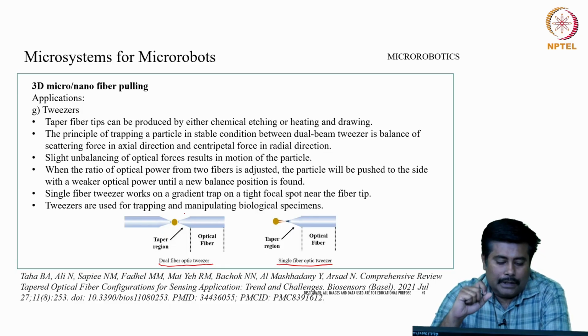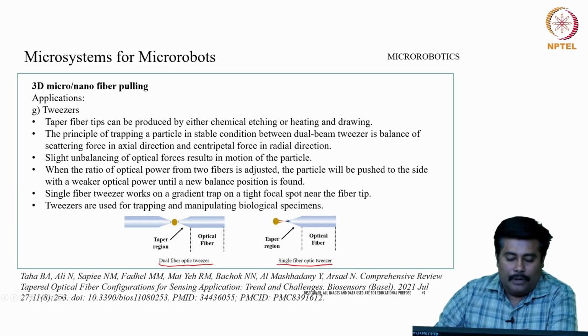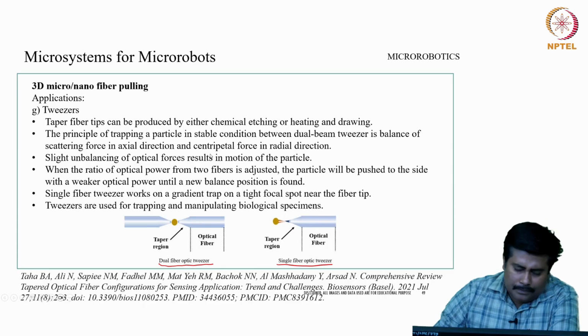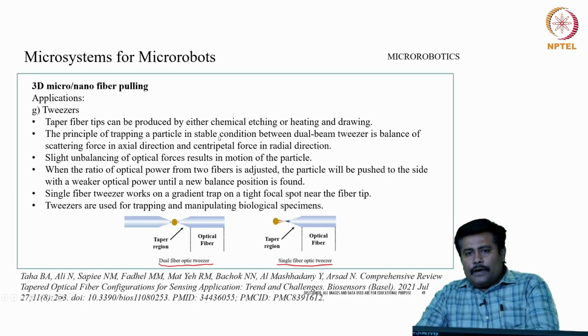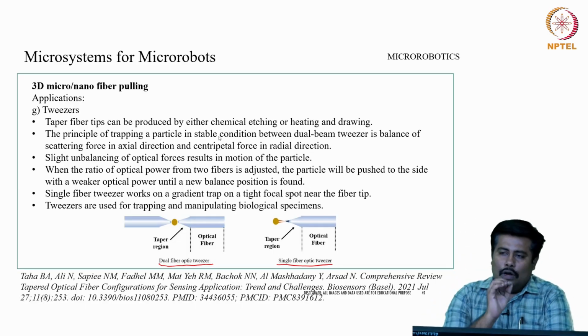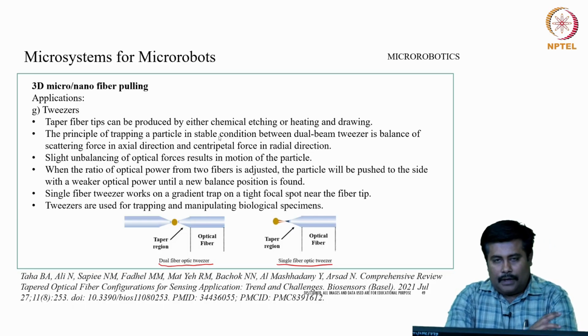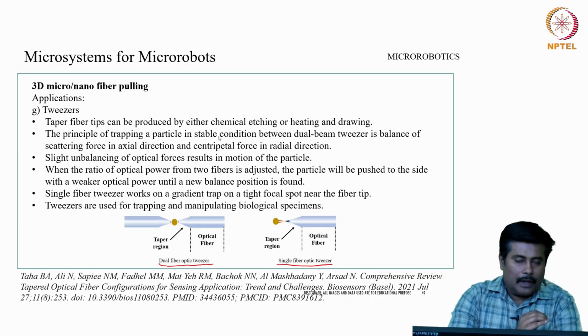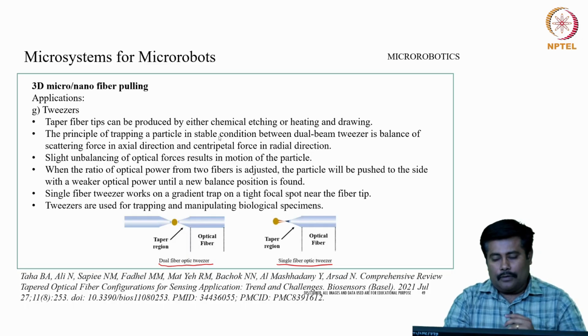The single fiber tweezer works on a gradient trap at a tight focal spot near the fiber tip, and tweezers are used for trapping and manipulating biological samples based on the need or the application. Now, these optical tweezers have effective applications, especially from a micro manipulation point of view. They have potential application towards micro robotics.